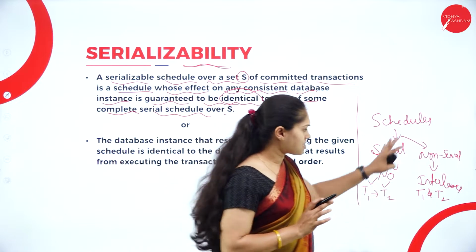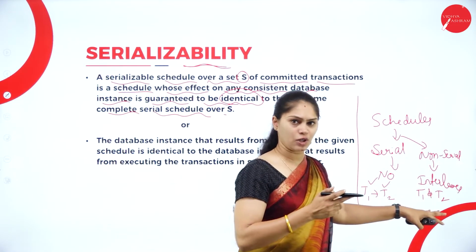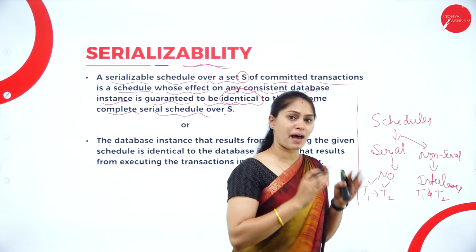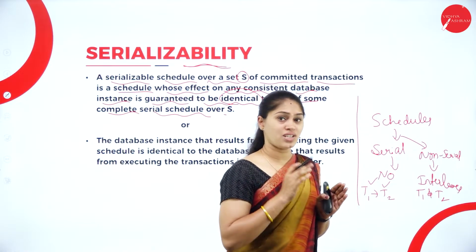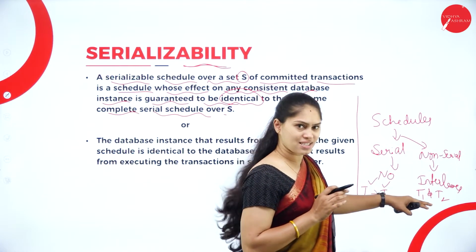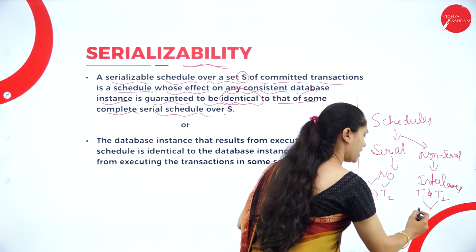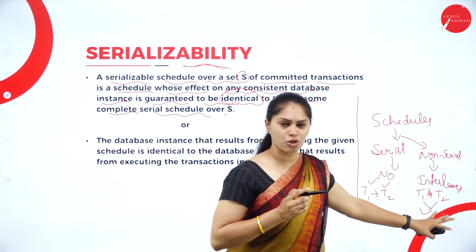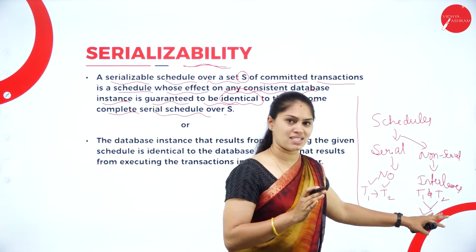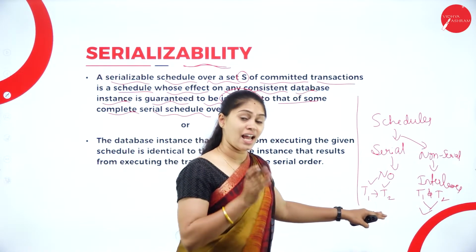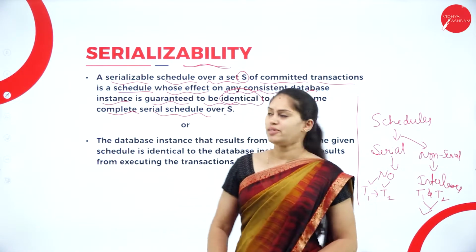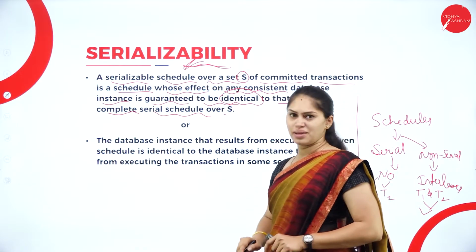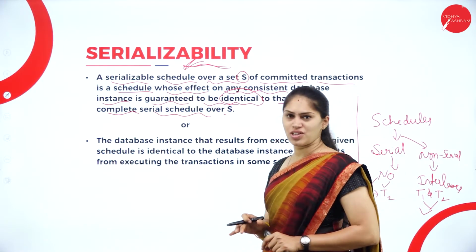So in this non-serial schedule, I have T1 and T2. Both need to take place in parallel, so concurrent execution is happening in the non-serial scheduling, right? After getting the resultant of T1 and T2, we check whether it produces the same result as the serial one, yes or no. We check that with the help of serializability. That is what this definition defines.